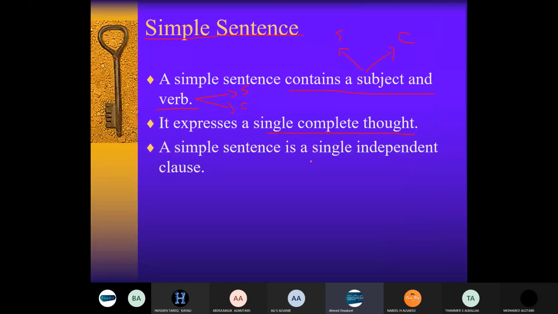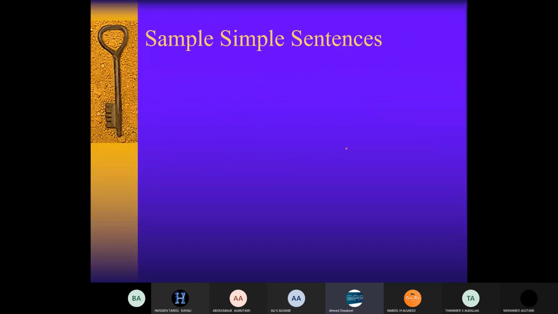Also, a simple sentence is a single independent clause. What is the meaning of an independent clause? Hussein? Yes, teacher. Independent clause is one that can stay alone. It stands alone. So it has the subject, it has the verb, and also the complete thought. This is the meaning of an independent clause: subject, verb, and complete idea or complete thought. So that's a simple sentence.